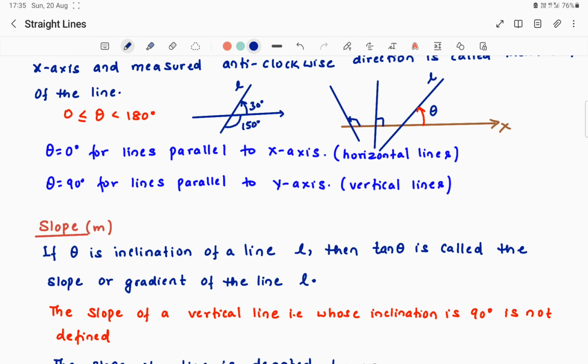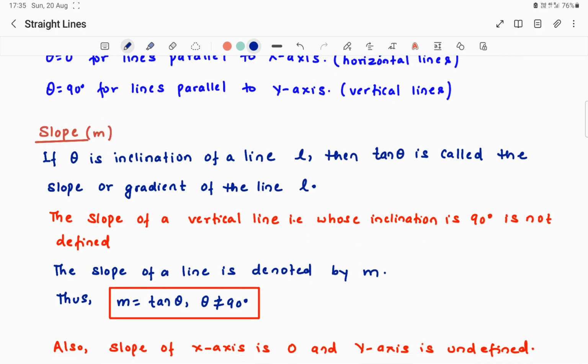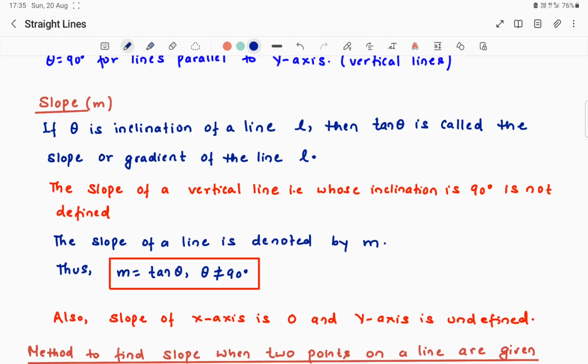Now, as I mentioned, if the line is parallel to x-axis, we say those lines are horizontal lines, and the angle of inclination will be 0. Whereas if the lines are perpendicular to x-axis or parallel to y-axis, those are vertical lines, and the angle of inclination is 90 degree.